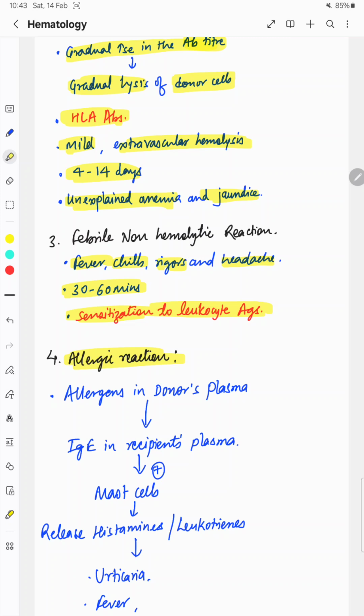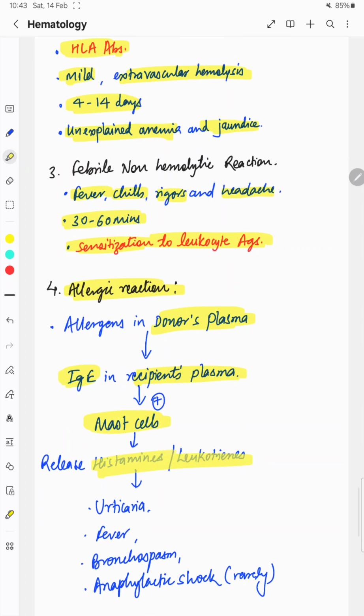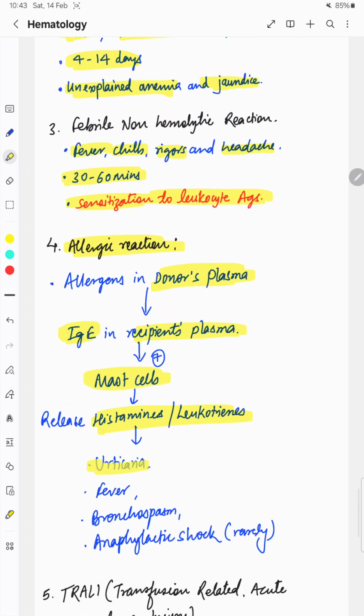Some allergic reactions can also be seen in transfusion. The mechanism behind this is that allergens in the donor plasma react with the IgE on the recipient's plasma and activate the mast cells. Then they release mediators like histamine and leukotrienes, resulting in urticaria, fever, bronchospasm, and in some cases anaphylactic shock.